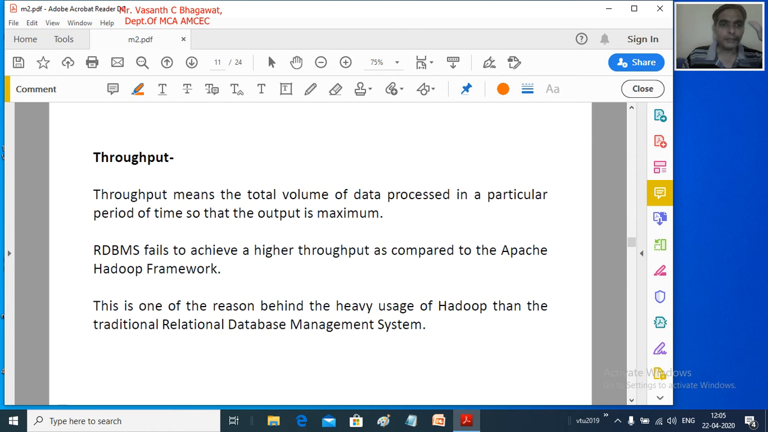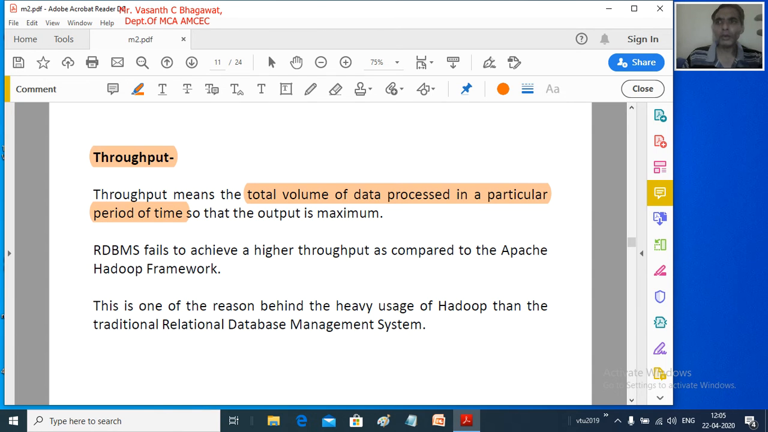The third feature is throughput. Now what do we mean by throughput? I think you might have studied it in your operating system course. Anyhow, we can define throughput as the total amount of volume or data we process in a particular period of time. So in one particular period of time, how much volume of data you process is termed as throughput.